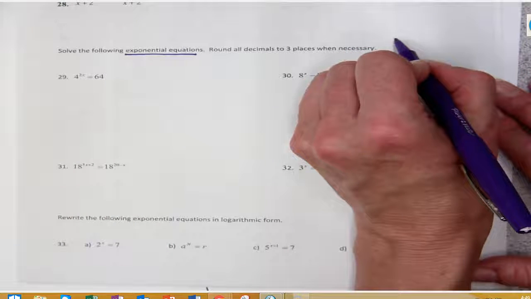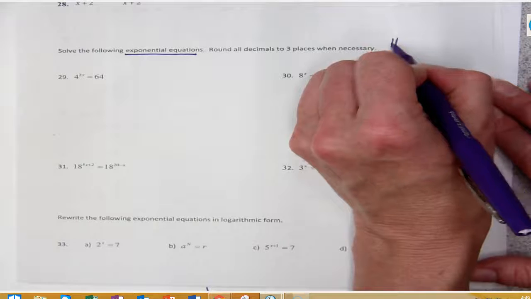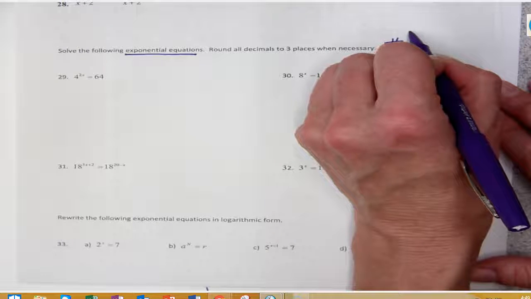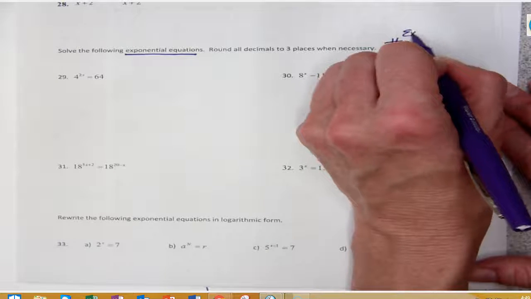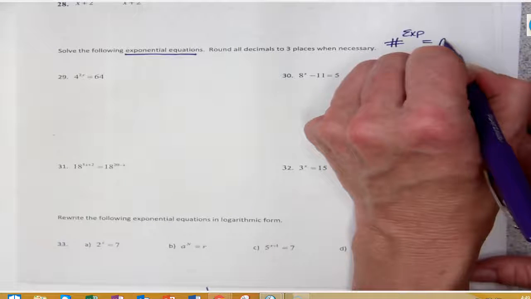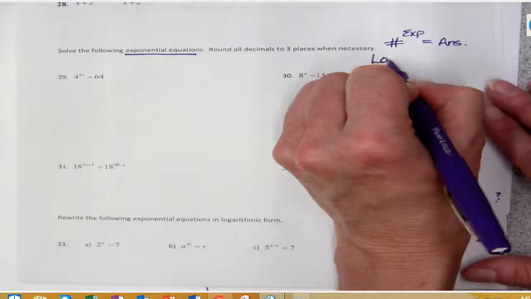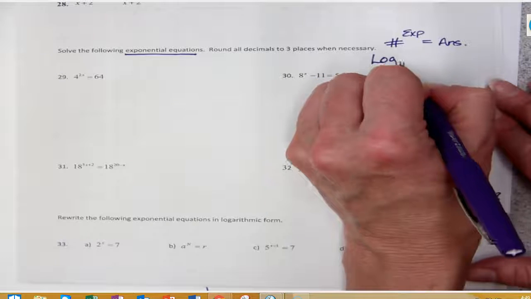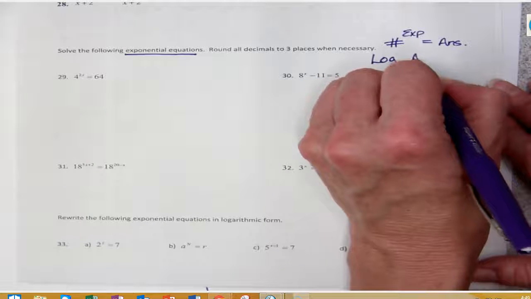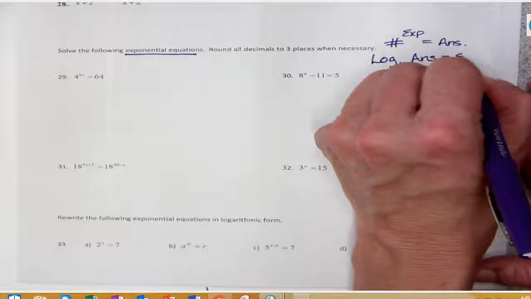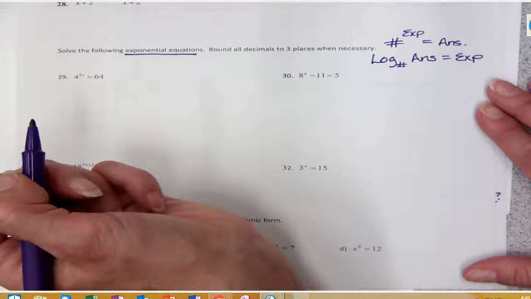So if you have a number to an exponent equals your answer, right? That's the same as your log to the base of that number. Your answer is here, and that's going to equal your exponent. Okay, I don't know if that helps or doesn't, but let's see.